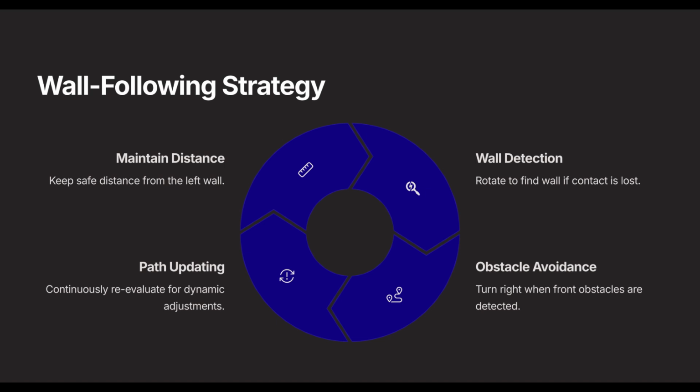Here's how our wall-following algorithm worked. The robot tries to maintain a constant distance, about 0.15 meters from the left wall. If the wall disappears, it rotates left to find it again. If there's a wall directly in front, it turns right. And throughout this process, it constantly updates its motion based on real-time sensor input. This strategy, while pretty simple, is surprisingly effective in mazes without loops or disconnected components.